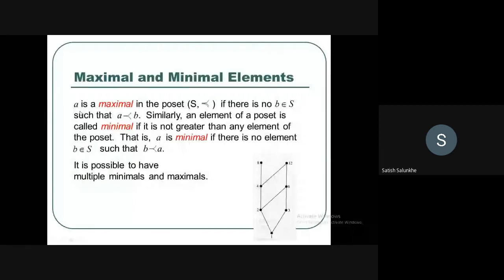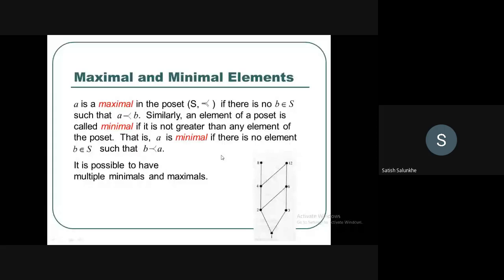So, A is a maximal element in the poset if there is no B belonging to that set S such that A is related to B. 4 is related to 2. 2 is related to 1. 3 is related to 1. 6 is related to 3. 12 is related to 6.